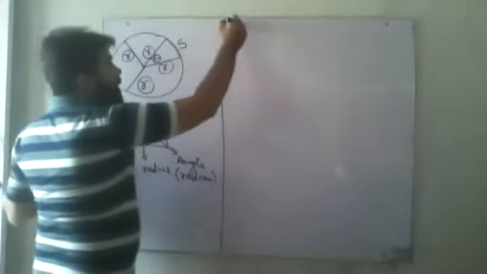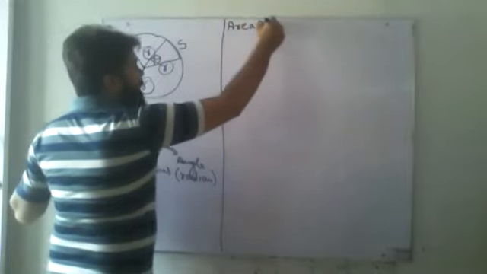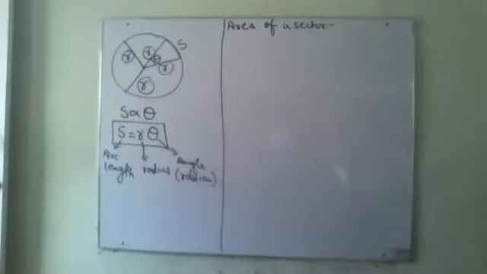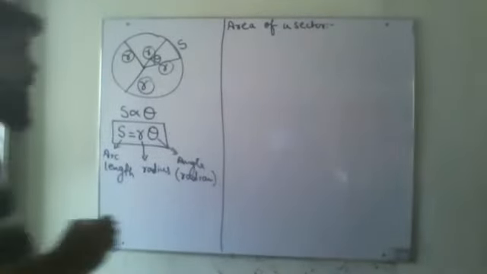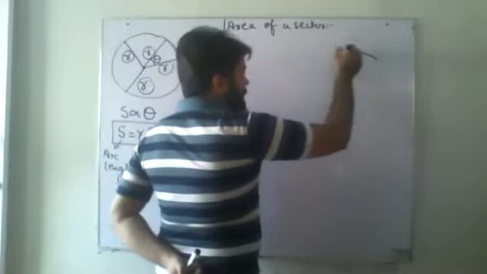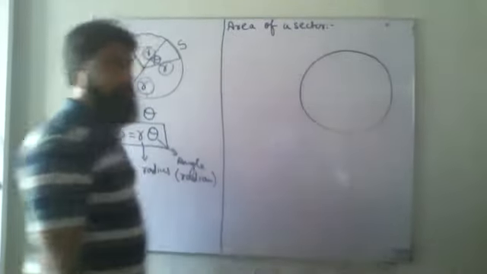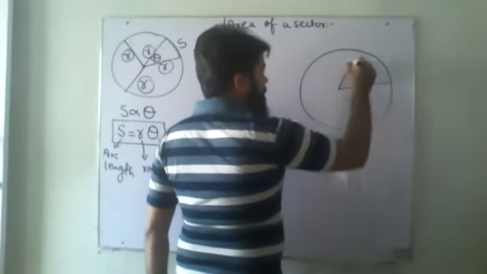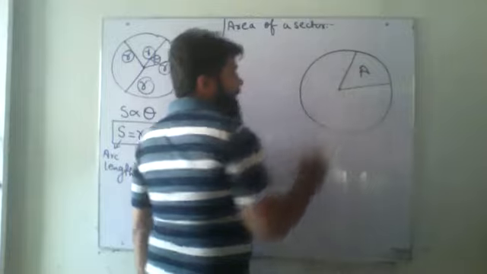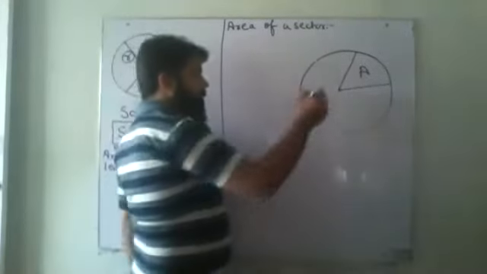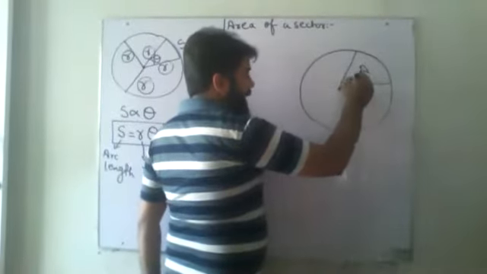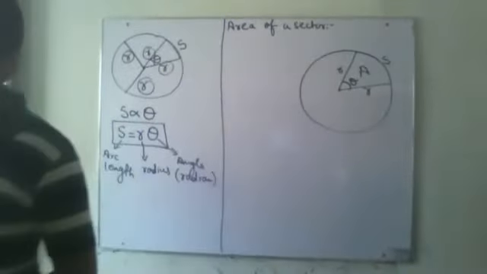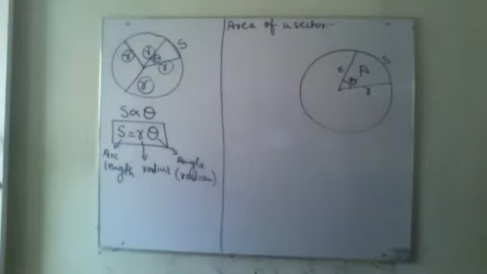Now I'm going for the area of a sector formula. I'm going to derive a new formula over here. See, first thing, for instance, this is my figure, and in this, this is my area of sector which I have to find. The angle is theta, this is R, this is R, this is S. And I have to find the area of a sector formula.